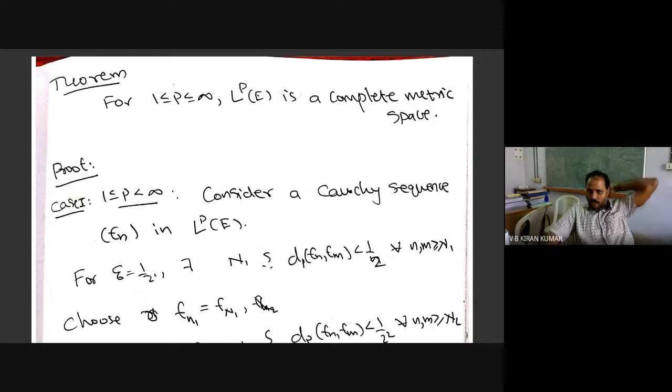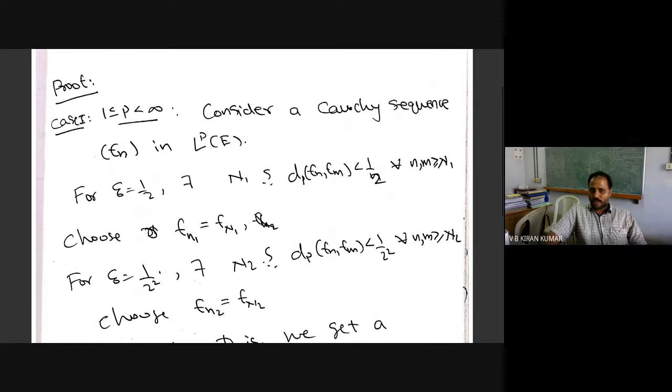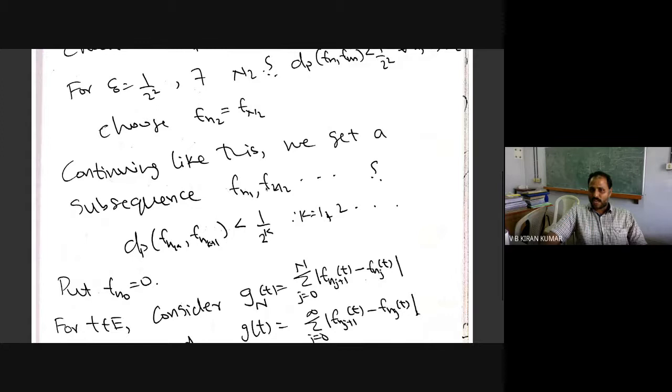Take epsilon equal to 1 by 2. Then there exists n1 such that d_p(f_n, f_m) is less than 1 by 2 after a stage, and you denote f_n1 to be this one. Then you take epsilon 1 by 2 squared and get another f_n2 with this property. Continuing like this, you will get a subsequence f_n1, f_n2, etc., with the property that d_p(f_n_k, f_n_{k+1}) is less than 1 by 2 power k. I need this to make some series summable, so that's why I chose it like this.